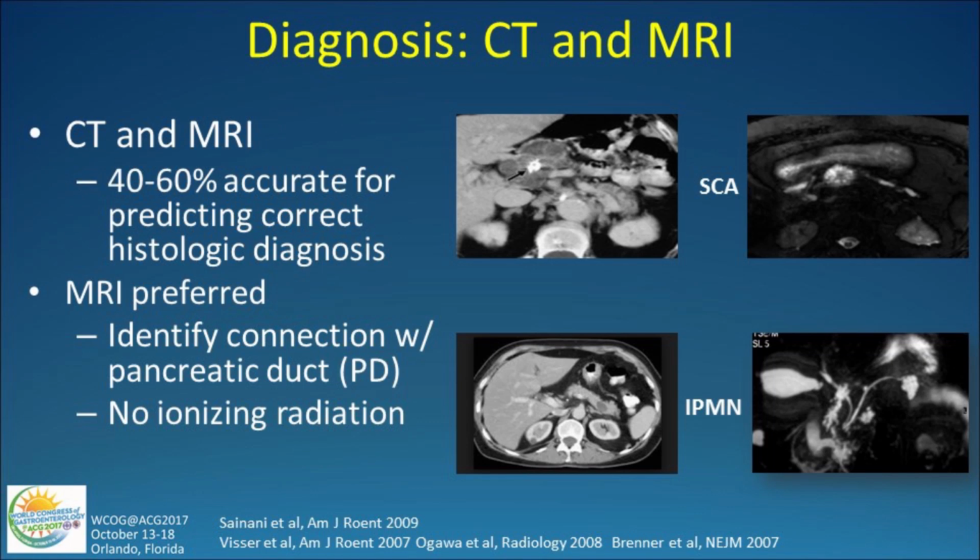In terms of cross-sectional imaging, CT and MRI are pretty similar in terms of predicting correct pancreatic cyst histology. I prefer getting MRIs with MRCPs to look at pancreatic cysts because you have less radiation exposure for patients, and you can also get pancreatic ductal anatomy to see if there's any communication between the duct and the cyst.